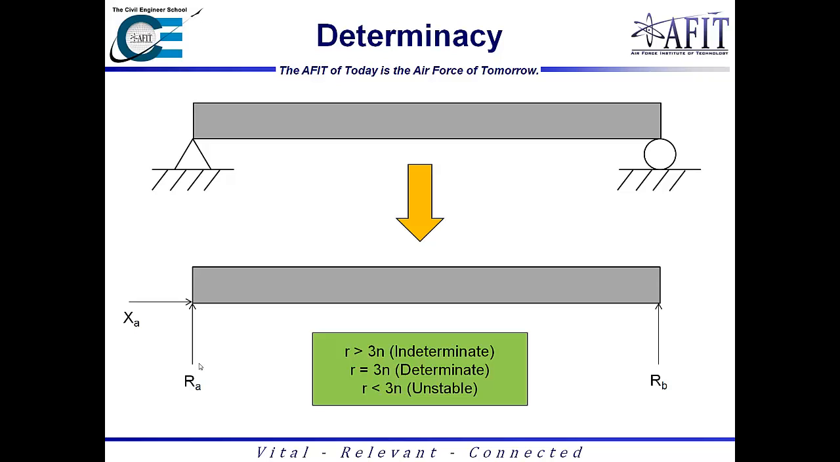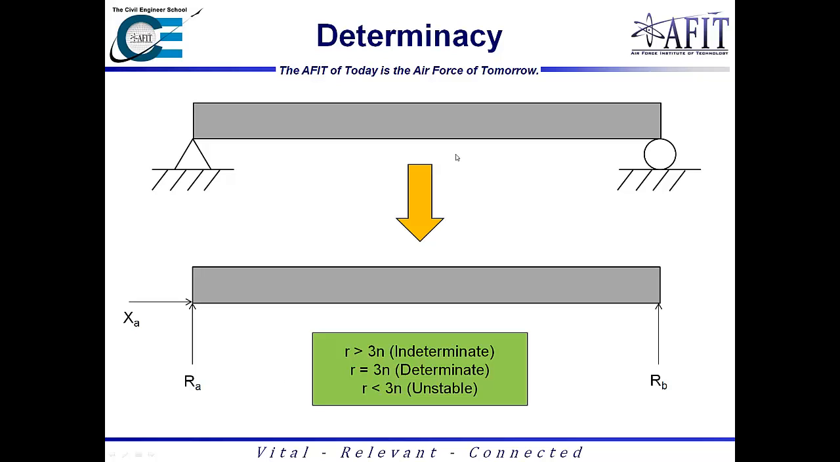If I have more unknowns than I have equations, that makes the beam indeterminate. And for those of you taking the afternoon exam, you'll be dealing with indeterminacy a lot. The other case I want to mention is if you have three equations and only two unknowns, the beam is technically considered unstable. There are also some special cases where the beam can be determinate and yet still be unstable.